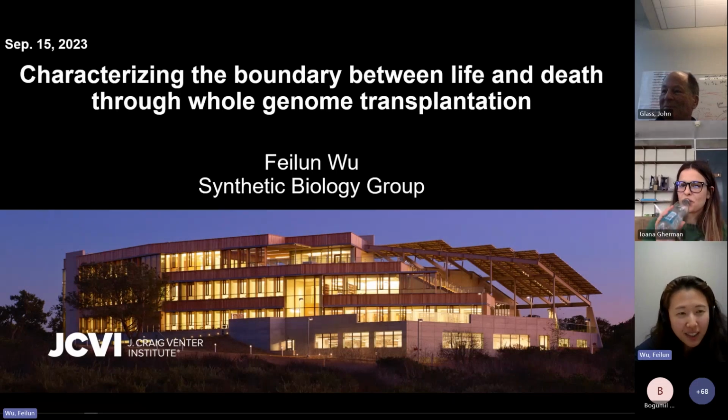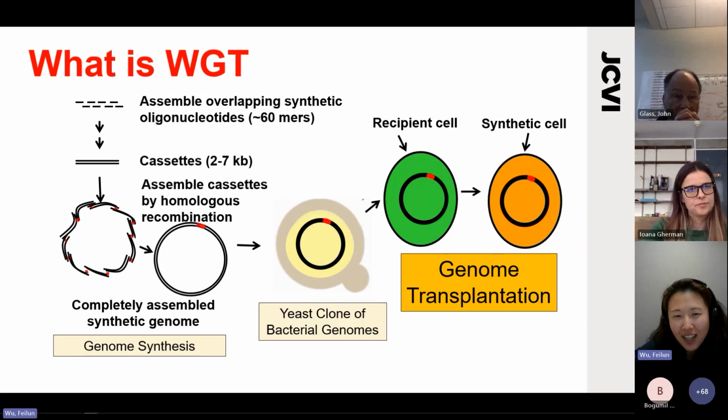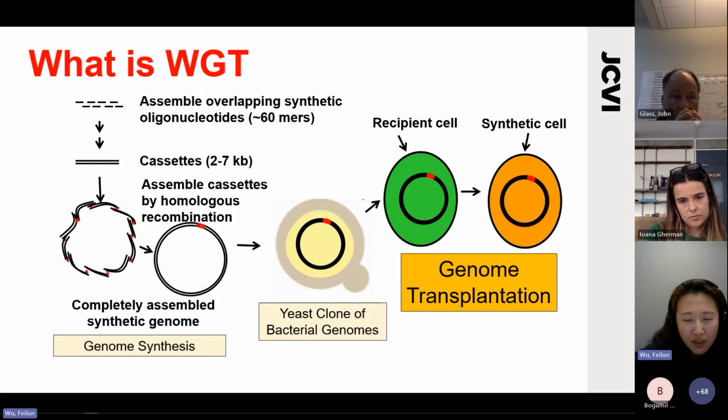The title of my talk is Characterizing the Boundary Between Life and Death Through Whole Genome Transplantation. Whole genome transplantation is the last step that enabled the construction of JCVI synthetic cells. The procedure takes the genome that is synthesized and assembled in yeast and integrated with Mycoplasma capricolum as recipient cells, where the existing cellular machinery is going to boot up the synthetic genome and create the synthetic cell.